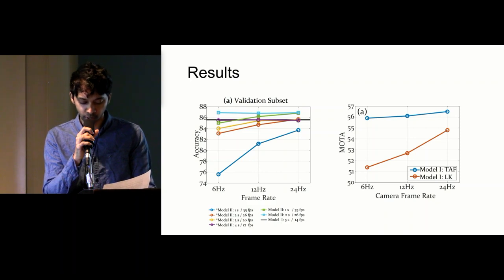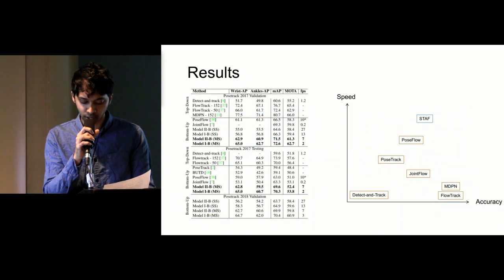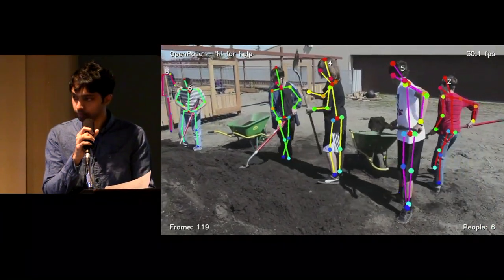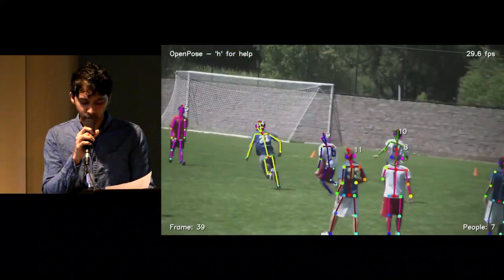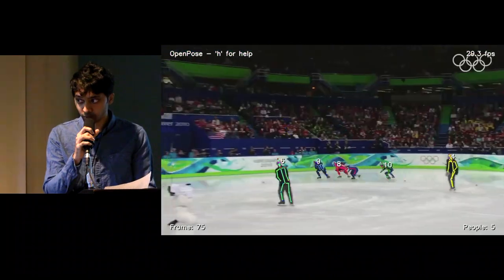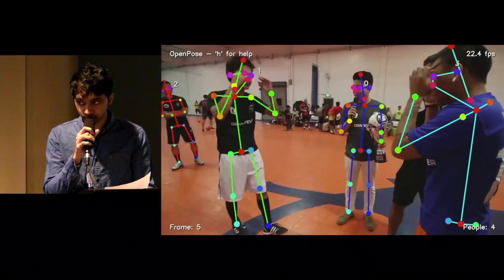Although a lower frame rate camera yields lower accuracy, increasing the number of recurrent stages boosts the accuracy back to high frame rate levels. Our method is currently the fastest and most accurate bottom-up approach for 2D human pose tracking, demonstrating the high accuracy to computation ratio. Here are some sequences. The code used to generate these sequences can be found on our project page and will eventually be merged with the OpenPose library.